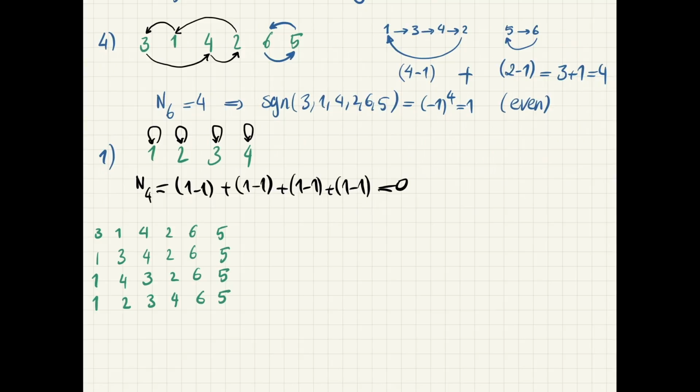You see, I will not do 2 and 1 here. I will not interchange them here. This is why we always have this minus 1 at the end. So the number of arrows that you see is 4, but the number of transpositions is actually 3.